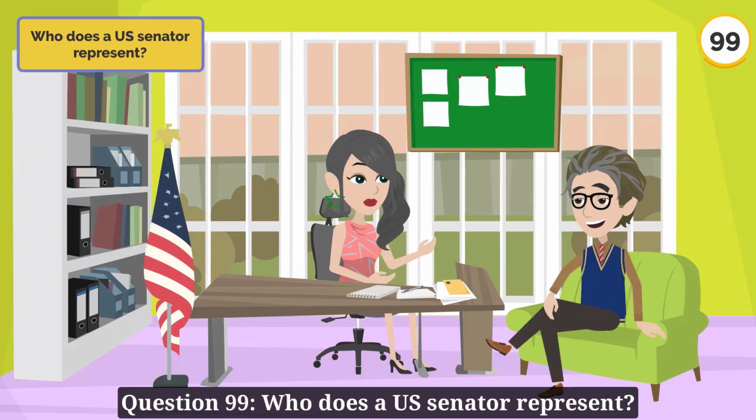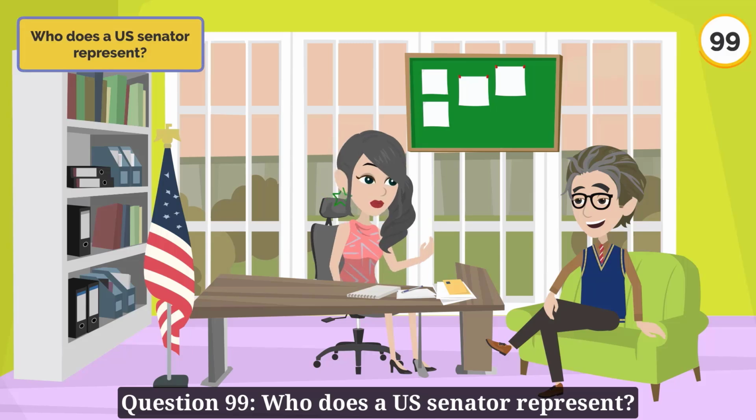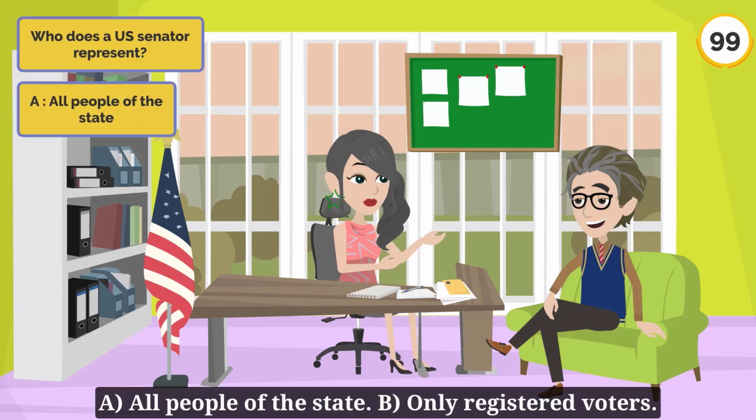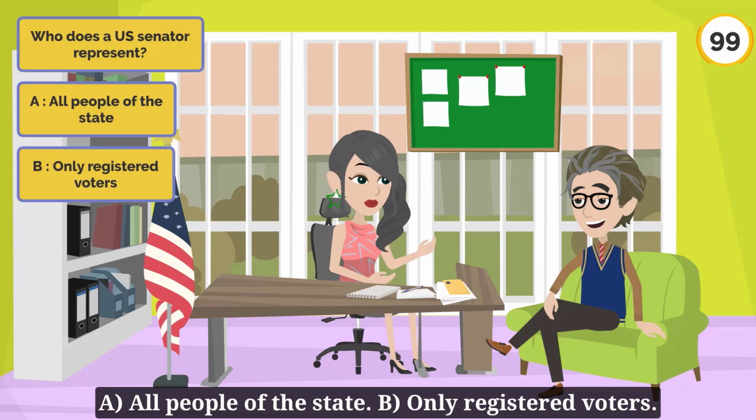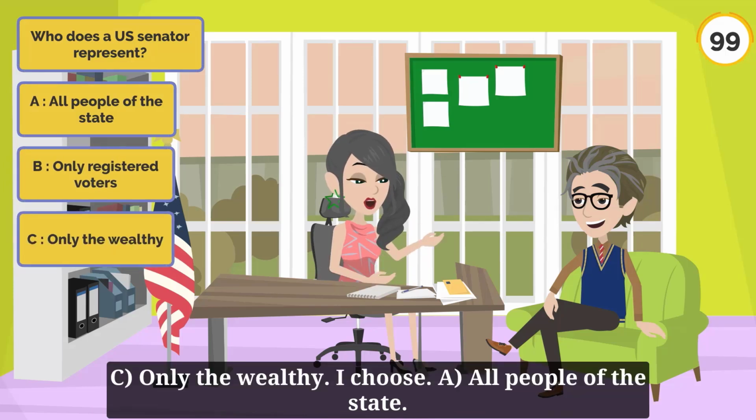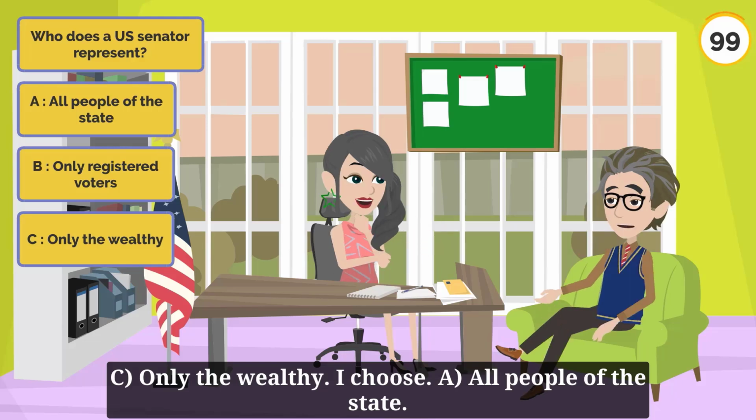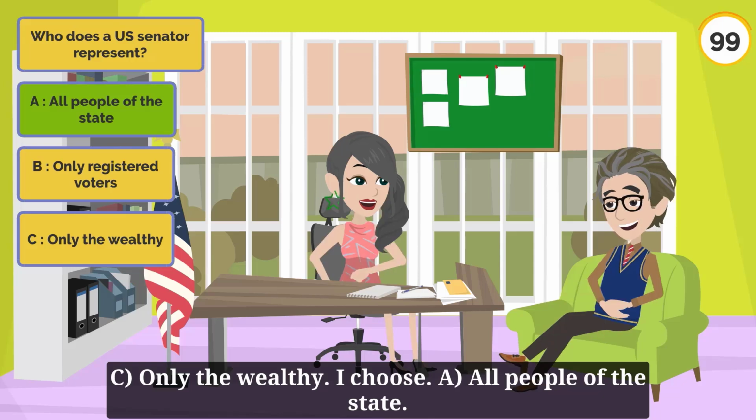Question 99. Who does a U.S. Senator represent? A. All people of the state. B. Only registered voters. C. Only the wealthy. I choose A. All people of the state.